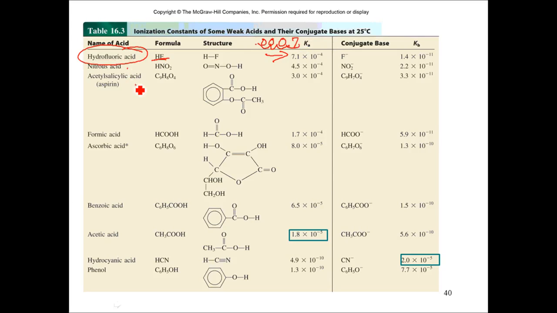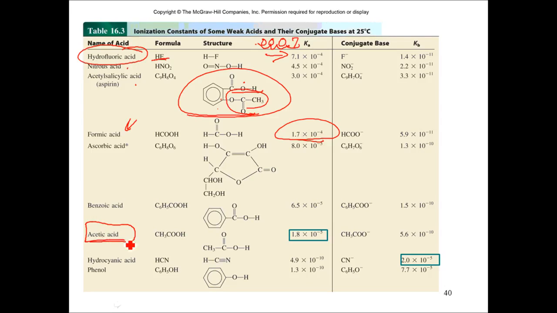Nitrous acid is listed. Aspirin here, the acetylsalicylic acid, is 3 times 10 to the minus 4th. Formic acid, again, something in bee stings, is 1 times 10 to the minus 4th. Acetic acid, a component of vinegar, is 1.8 times 10 to the minus 5th. The reason I'd like you to remember that is most of your problems involve acetic acid because it is so common.